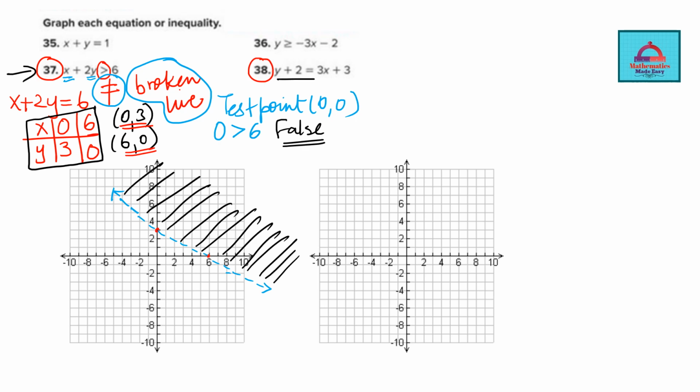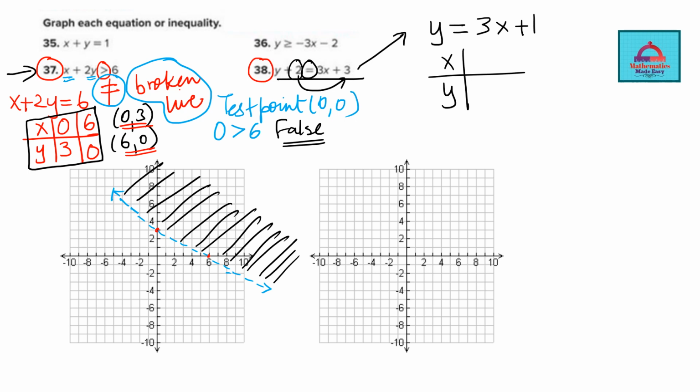Let's do question 38 here. This is very easy. As you see, there is equal to sign, so this is a linear equation. We can move this 2 on the other side just to simplify, so this equation becomes y equal to 3x. When 2 goes on the other side, 3 minus 2 gives you 1. So this is the actual equation. Let's draw the table of values and take 2 points.